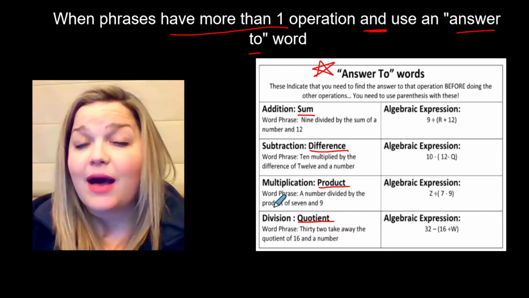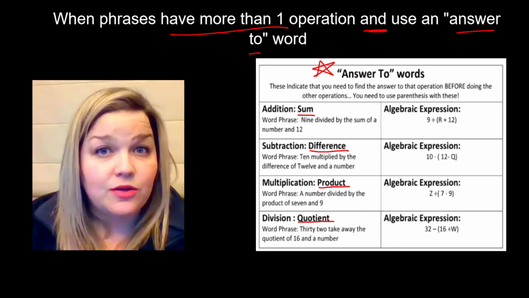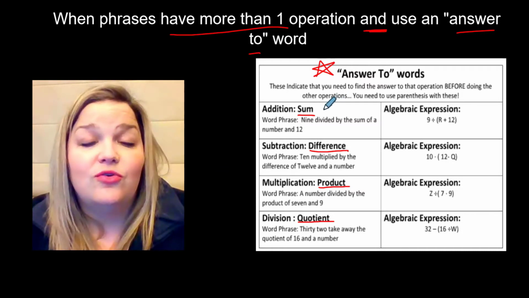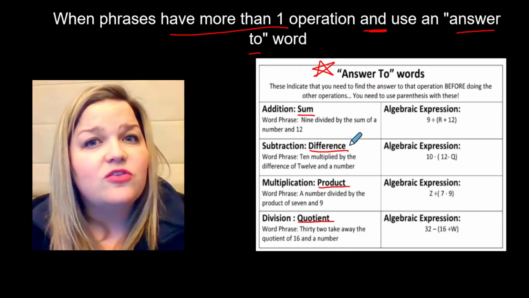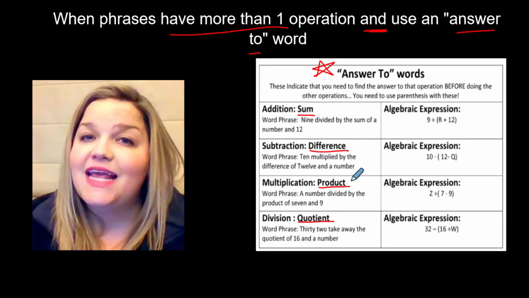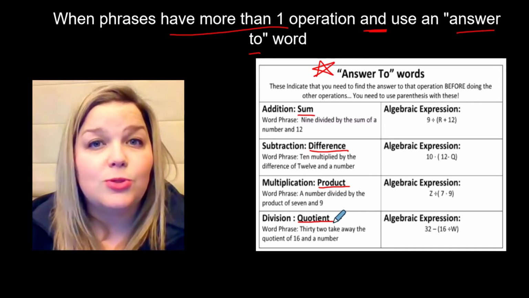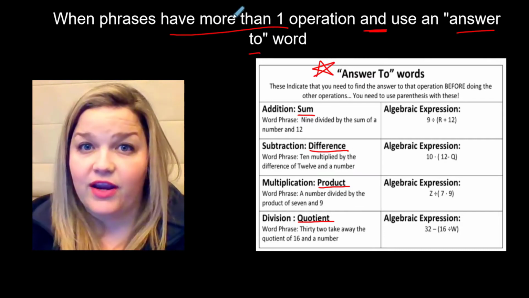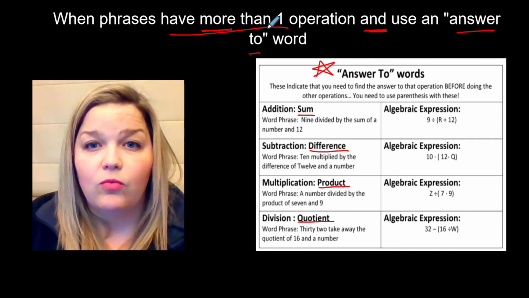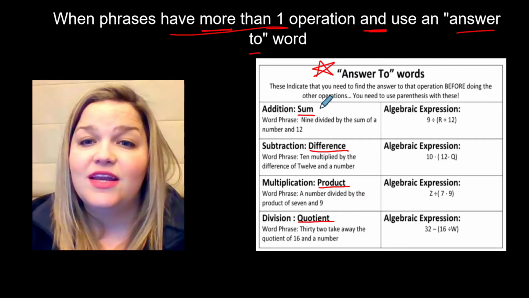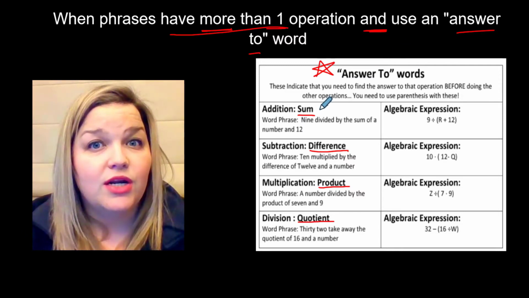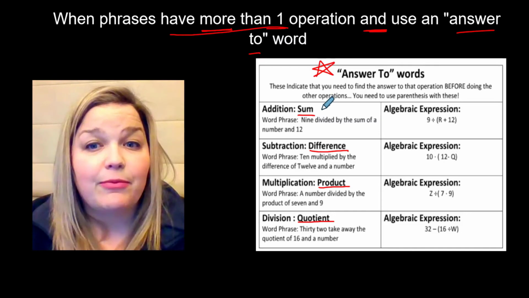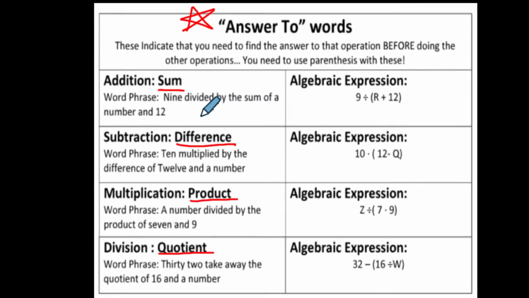Those words do indicate those operations, but they don't just indicate that you should do those operations. At their highest level definition, they mean the answer to an addition problem, the answer to a subtraction problem, the answer to multiplication, and the answer to a division problem. Why does that make a difference? Well, if you have a word phrase that has more than one operation and they're using a specific answer-to word, you might have to use parentheses to prioritize this operation. So let's take a look at what I'm talking about.